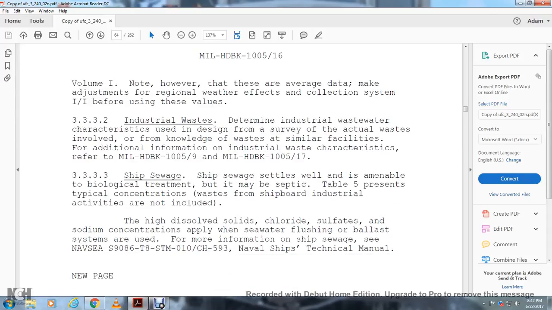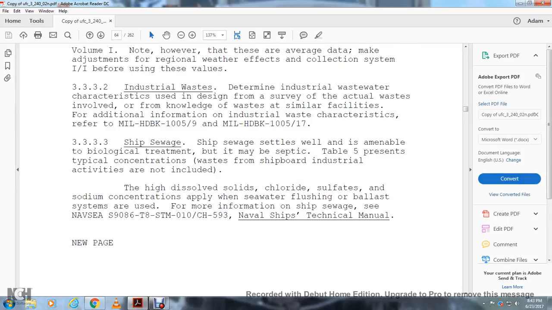Ship sewage. Ship sewage settles well and is amenable to biological treatment, but it may be septic. Table 5 presents typical concentrations of waste from shipboard and industrial activities, including the high dissolved solids and chloride, sulfite, and sodium concentrations resulting from seawater flushing of the ballast system. For information on ship sewage, see the Navy Ship Technical Manual, S9086-T8-STM-010, Chapter 593.